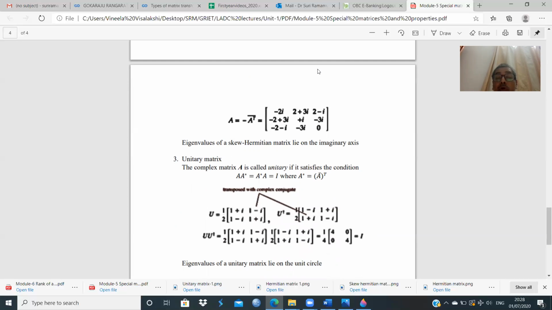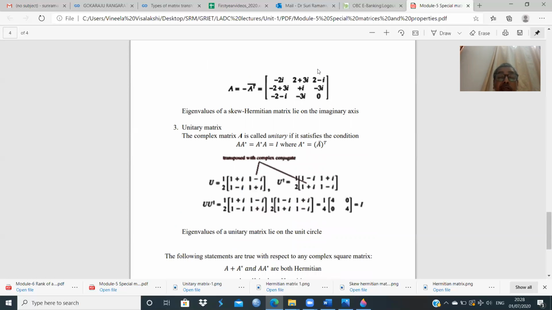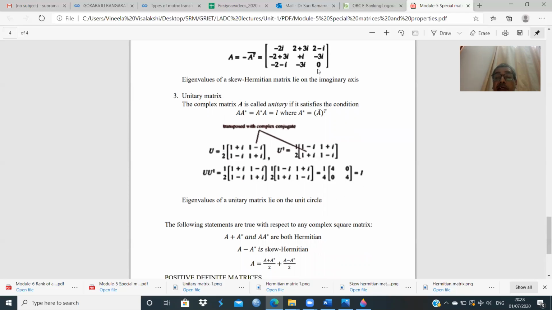A square matrix is called unitary if it satisfies the rule A into A star is equal to A star into A is equal to I. And here is an example of a unitary matrix, U. So we first compute U star. Of course, U star itself comes through conjugation followed by transposition. Then we multiply U with U star and we find we should get I. So U into U star is equal to I, which makes U unitary. And the eigenvalues of a unitary matrix lie on a unit circle, which is again the property that orthogonal matrices have.